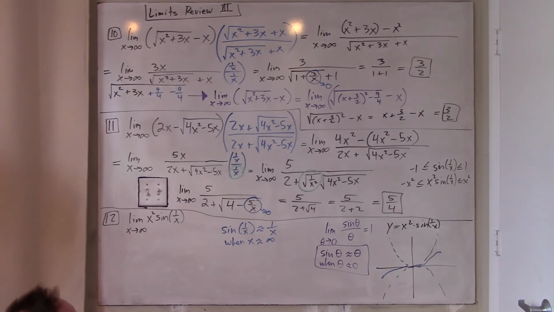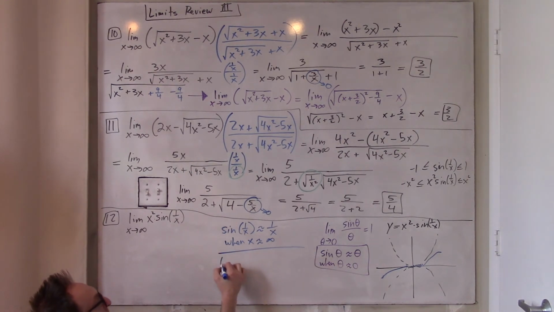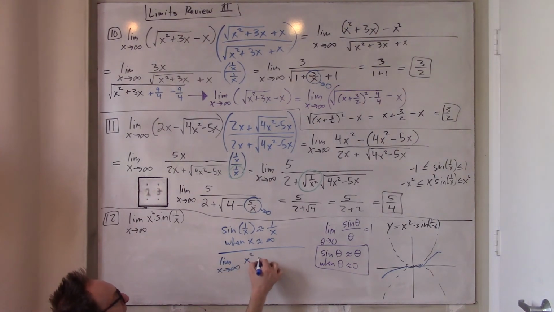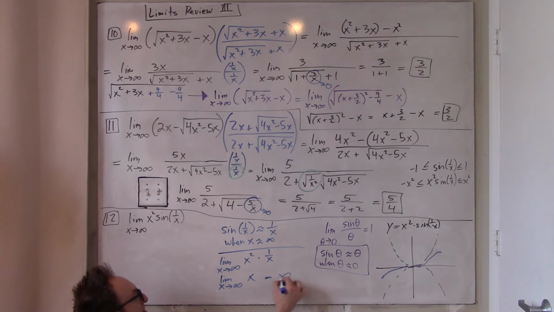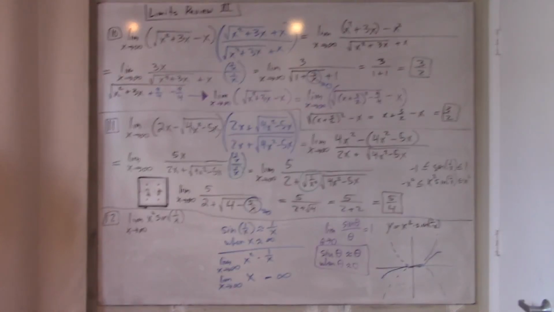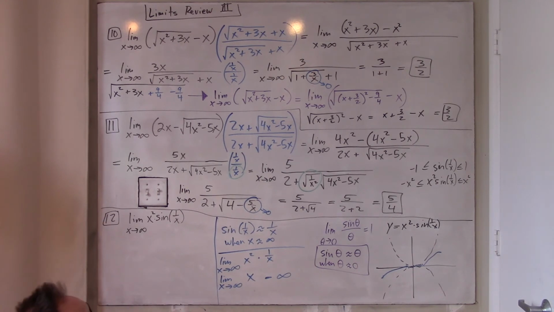And so the very casual way of doing number 12 is just to say, okay, look, this sine 1 over x is basically just 1 over x. And so you're basically just telling me to take the limit as x goes to infinity of x squared times 1 over x. And that is just x, and that's just infinity. Okay, that is pretty good. I would call that 90% good.